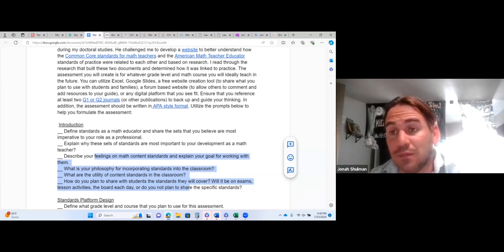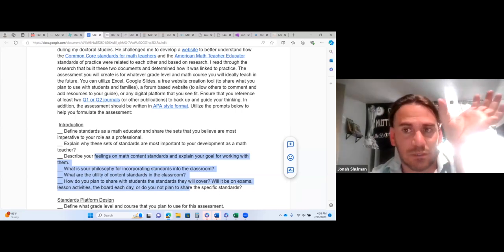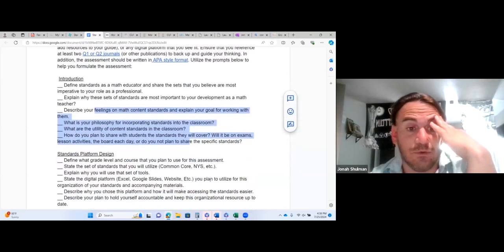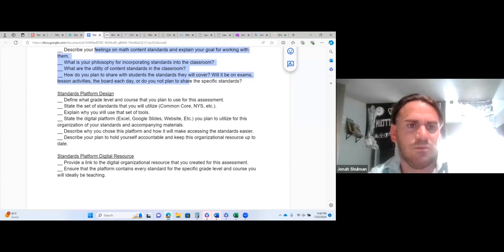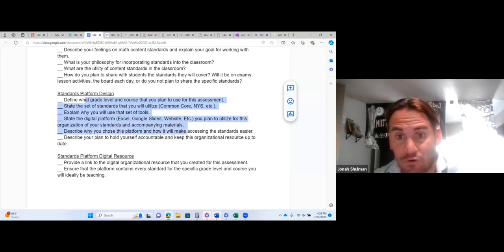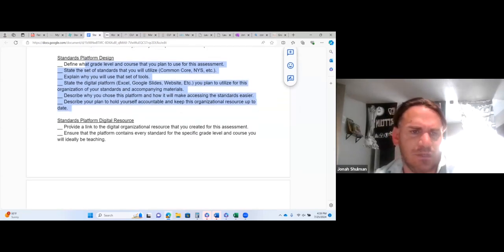So a lot of times I put them, you've seen them probably in some of the lessons, you've got the standards there. Are they going to be on the board every day? Where are you going to put them? So this is the main idea. So define the grade level and course that you plan to use for the assessment, state the standards you're going to use, explain why you will use these tools, state the digital platform that you plan to utilize to organize, describe why you chose this platform and how using it will make accessing the standards easier. Describe your plan to hold yourself accountable for keeping this organizational research up to date.